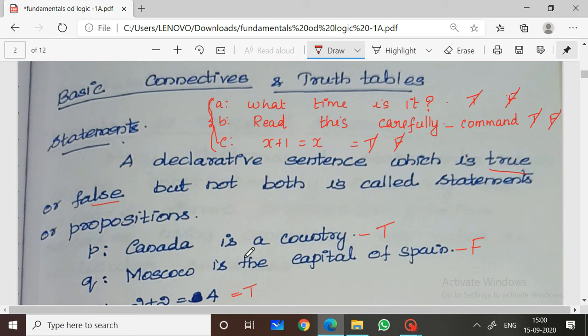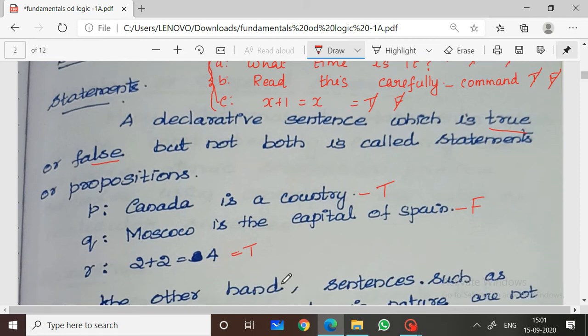A statement must be either true or false. Suppose 2 plus 2 equal to 4 is given. This is a true statement. If I give you another statement, 2 plus 2 is equal to 3, we know that this statement is false.